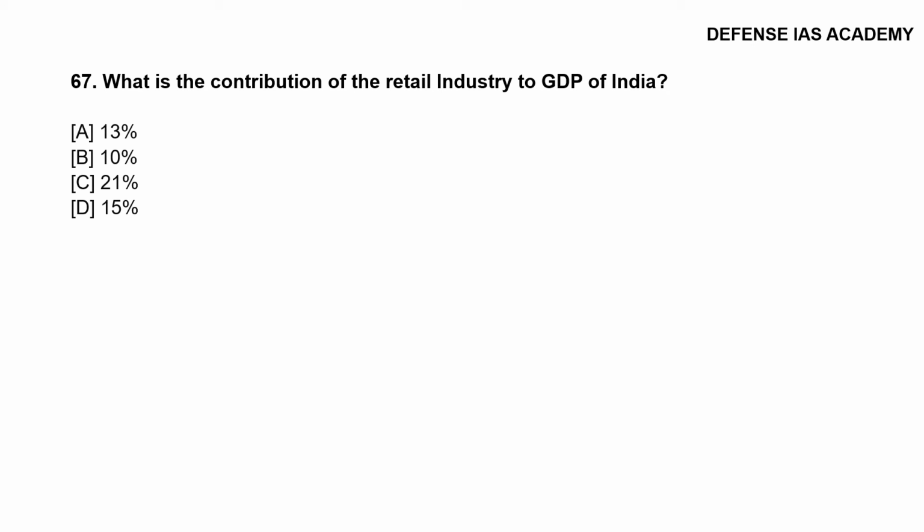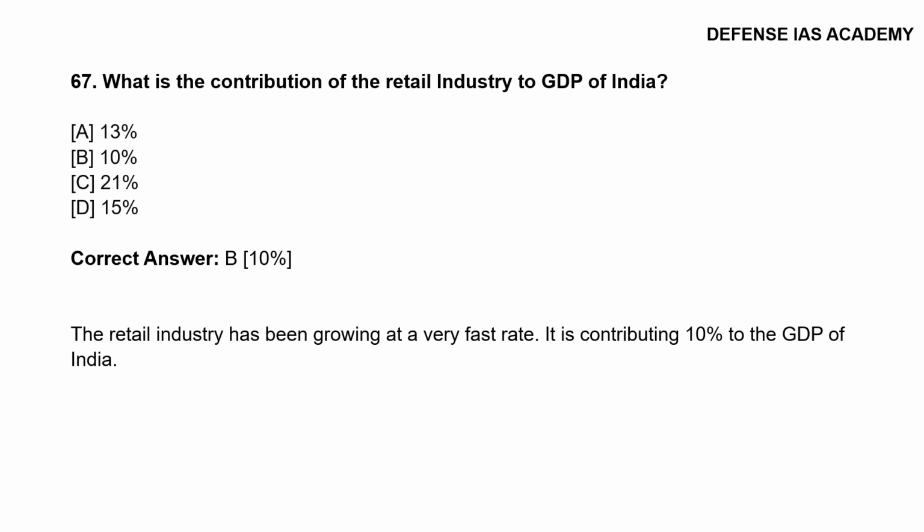Question number 67. What is the contribution of the retail industry to GDP of India? The correct answer is option B, 10%. So 10% is the contribution of the retail industry to the gross domestic product of India. The retail industry has been growing at a very fast rate and it contributes 10%.